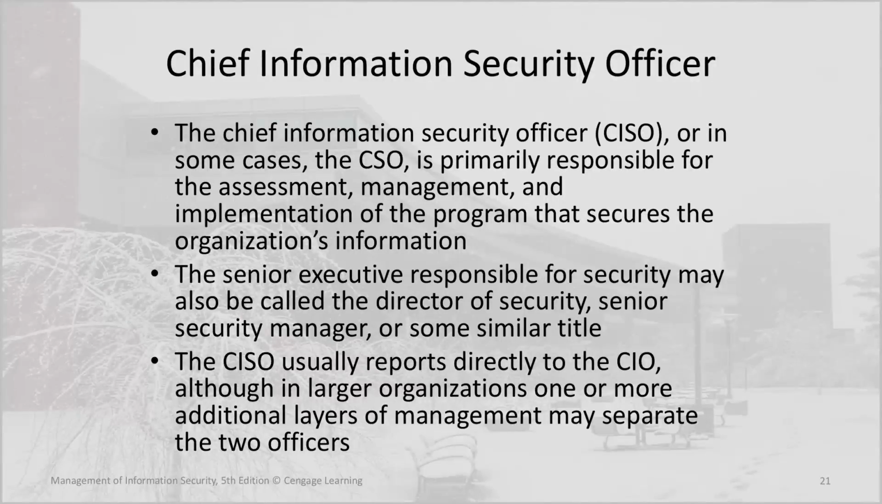The Chief Information Security Officer, or in some cases the CSO, is primarily responsible for the assessment, management, and implementation of the program that secures the organization's information. The senior executive responsible for security may also be called the Director of Security, Senior Security Manager, or some similar title. The CISO usually reports directly to the CIO, although in larger organizations, one or more additional layers of management may separate the two officers.